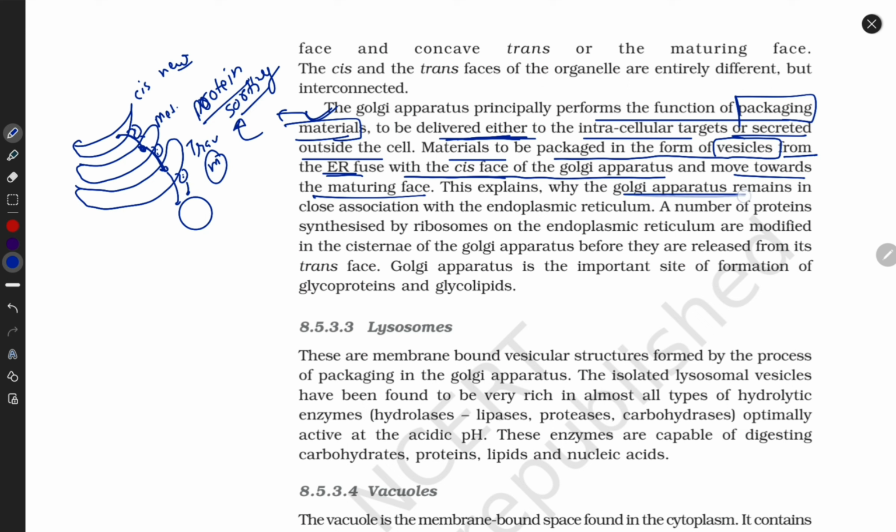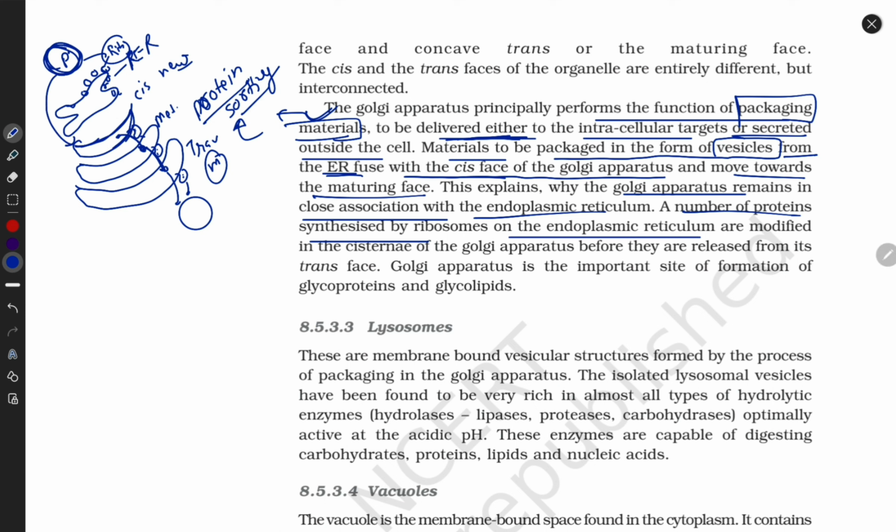Why does the Golgi apparatus remain in close association with the endoplasmic reticulum? A number of proteins are synthesized by ribosomes on the endoplasmic reticulum. Yes, we know that the ER also contains ribosomes. We call it the rough ER. Why do we say rough ER? Because it contains ribosomes. And what is the function of ribosomes? Protein. And protein has multiple messages for all cell organelles. So that's why the Golgi is attached to the ER, so they directly grab their message.